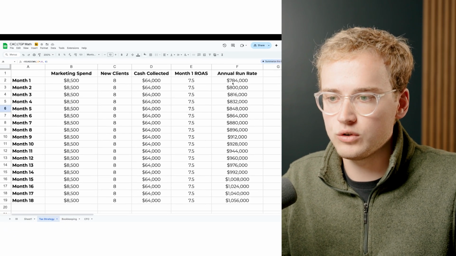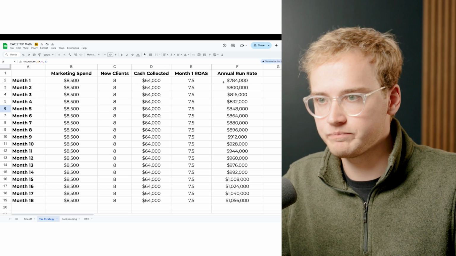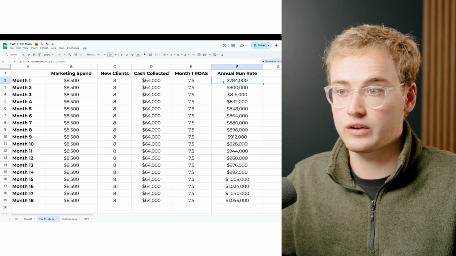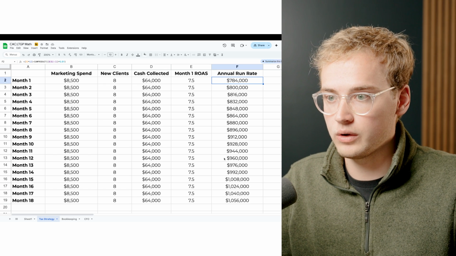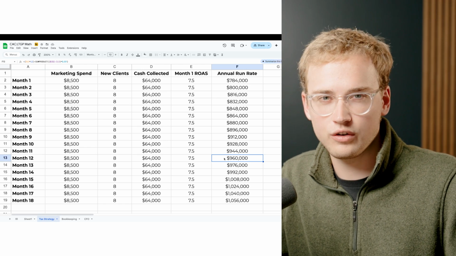And so that bumps our annual run rate up pretty considerably, right? So now we're looking at $800,000 for the next 12 months, and that's going to continue to grow until a year from now we'll be just under the $1 million mark. That's pretty good. To me, that's not quite enough. And so what else could we do here?